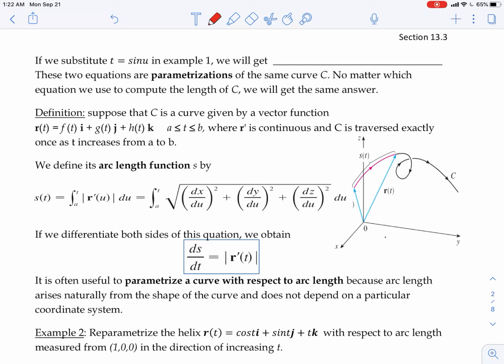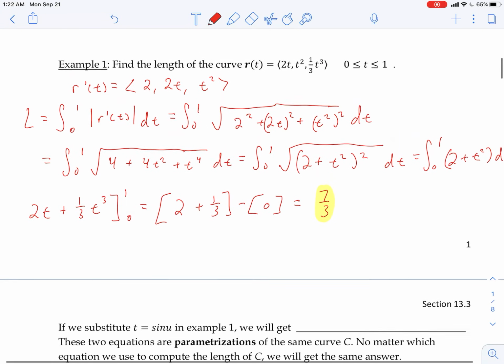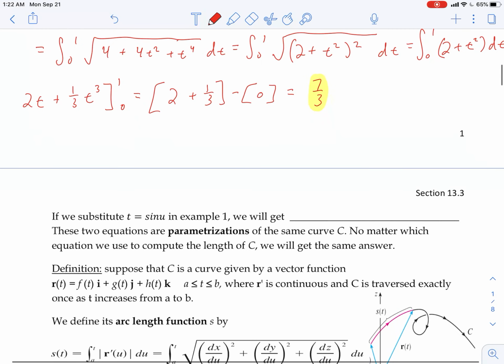All right, welcome to page two. What we're going to talk about on page two is just how to parameterize the certain functions that we're dealing with. So, say if we substituted t is equal to sine u in example one, so instead of saying t, we said sine u. What would our answer be?